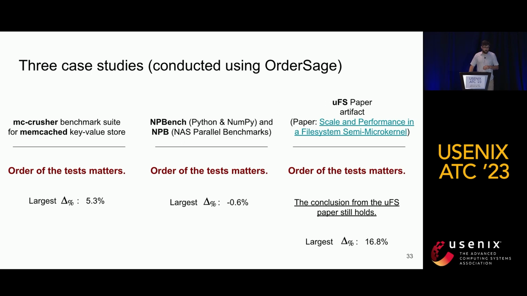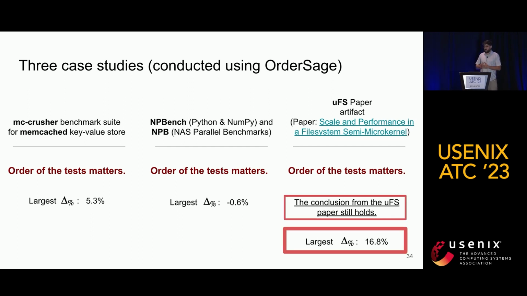All right, under the case studies, we looked at 3 different things. I won't get into the details. I'll encourage you to read the paper. But I will say that for all 3 of them, we concluded that the order of tests matters. In the second case here, the largest percent difference is very small, under 1%. So it's not a huge issue there, but for the other 2, it's much larger, 5% and almost 17% for the third case.